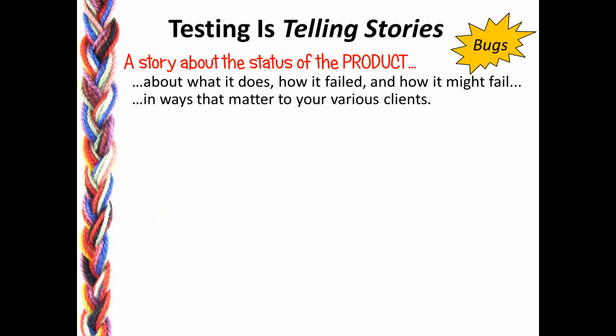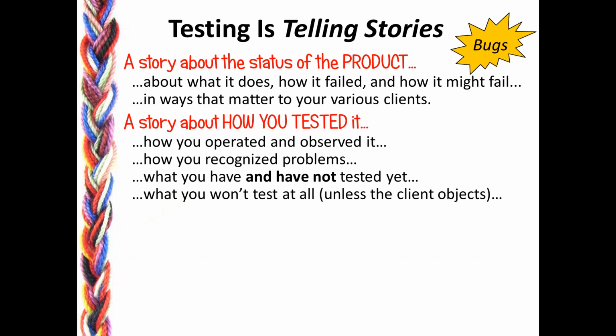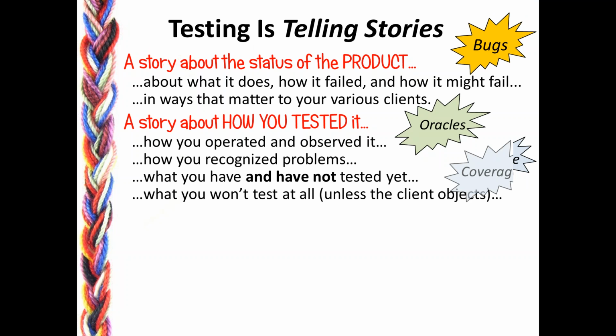But in addition to that, we also need to tell a story about how we tested the product, how we configured, operated, observed, evaluated, how we recognized problems, what we have tested, and what we haven't tested yet. That's where the coverage outlines come in. That's why those things are important, to develop and to maintain those, to help us see what has been covered and what hasn't, so that we can make the client aware of the risks, not only of what we've been looking at, but the risks that are hidden in all the stuff that we haven't looked at yet. So that second level testing story is a story about oracles, and it's a story about coverage.